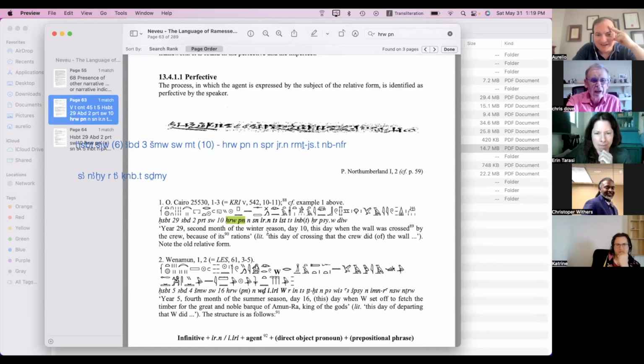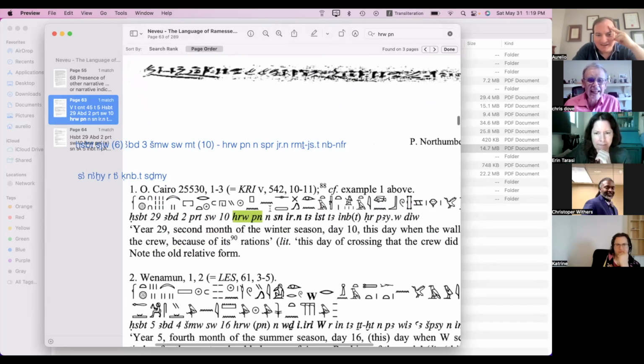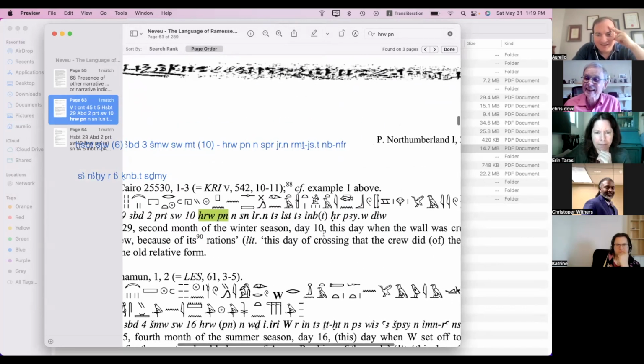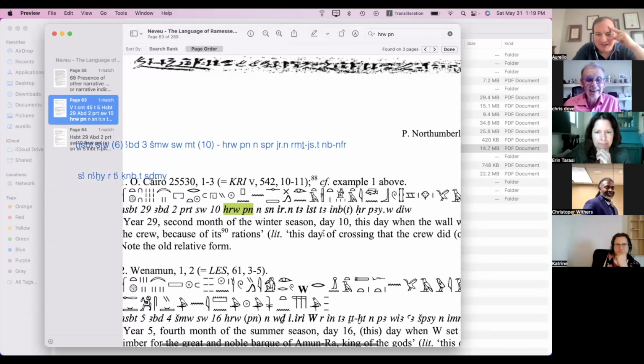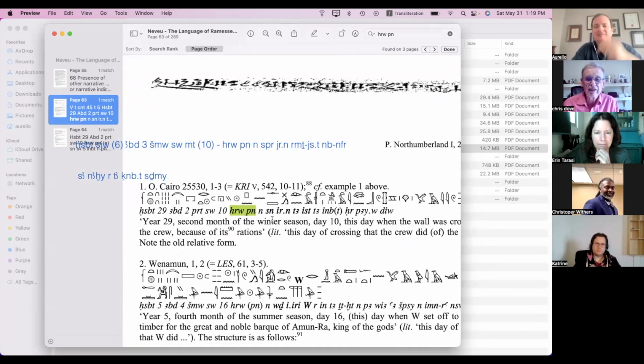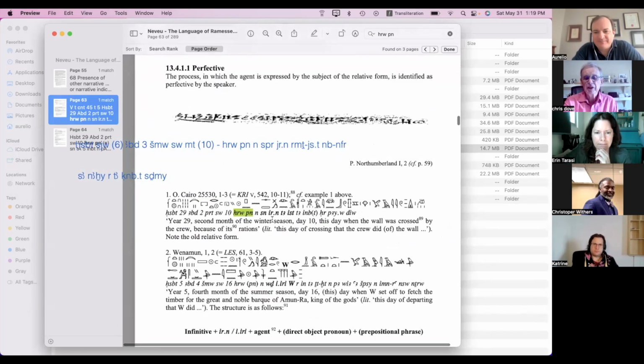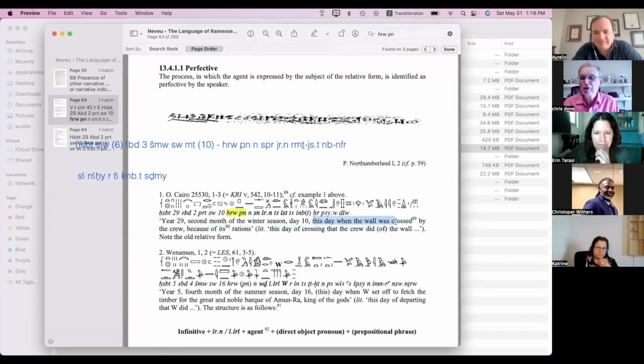If you look at that one, Herupen and Sen Iren Ta Isit. Yes, I remember this one. That's from the Strike Papyrus. Herupen and Sen, and Iren Sen it, yes, classifies as an infinitive, and that makes sense. If you look at the bit in brackets, this day of crossing that the crew did. Makes sense. So the N is supposed to be there. I was completely wrong. That is the way you say it.